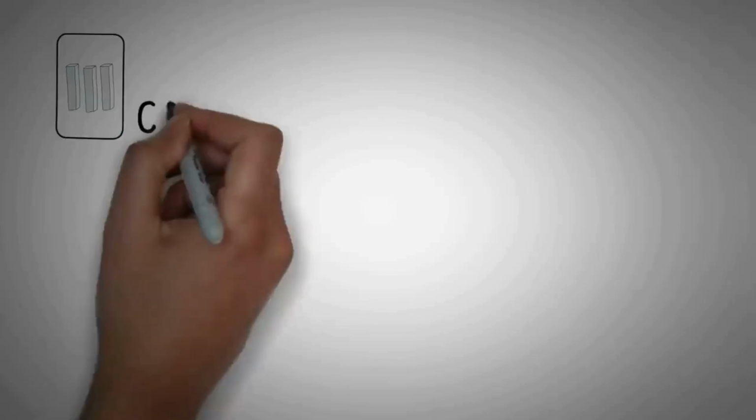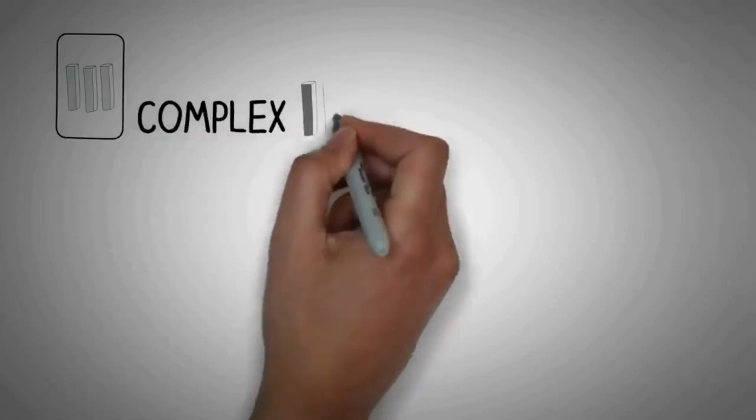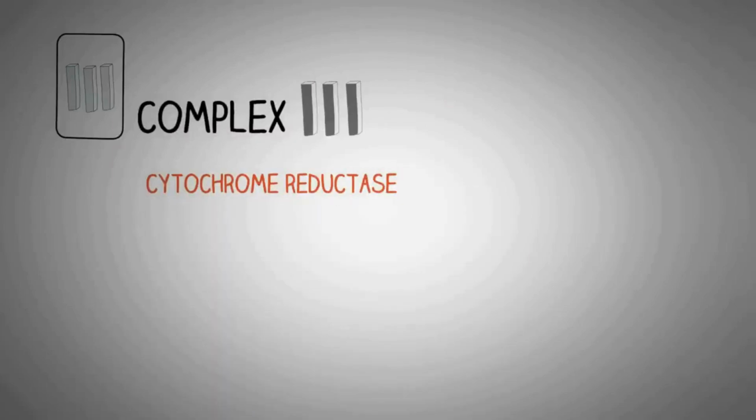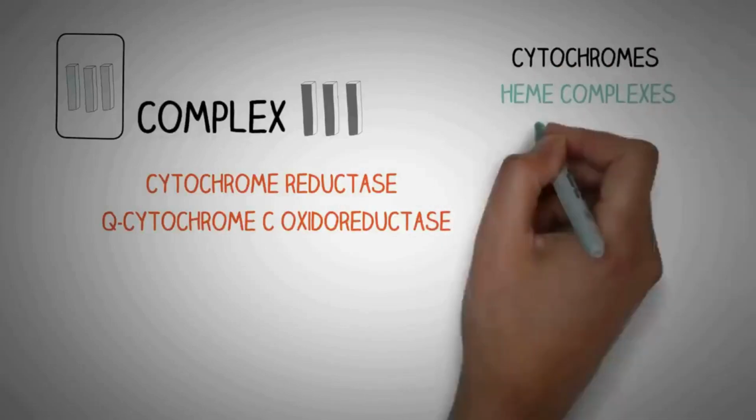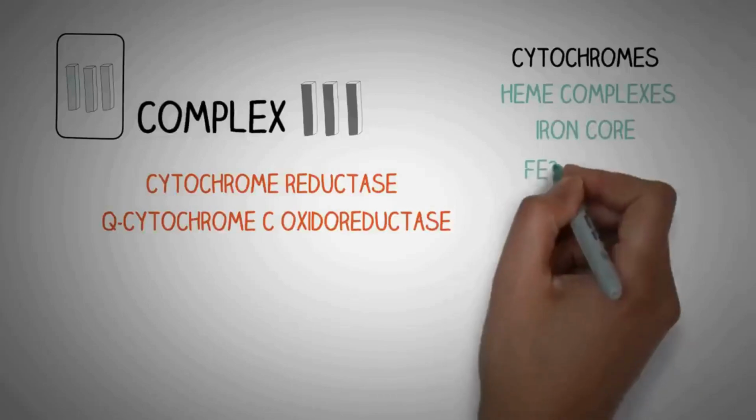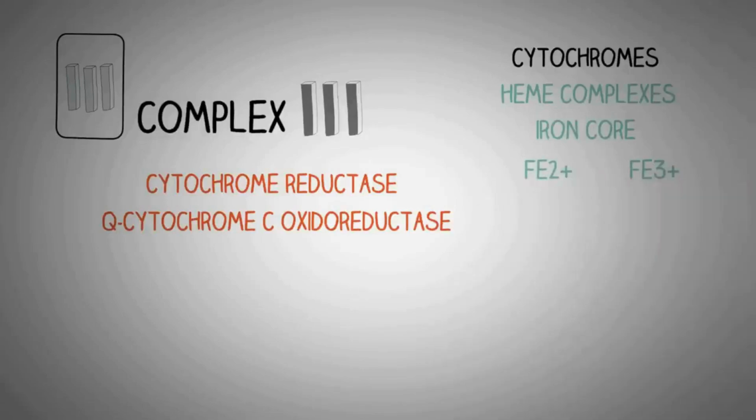In this reaction, the reducing equivalent FADH2 is produced, which is utilized for donation of electrons in the electron transport chain. Complex 3 of the electron transport chain is called cytochrome reductase. It is also known as Q-cytochrome C oxidoreductase. Now cytochromes are a group of proteins which have heme as their prosthetic groups. They also have an iron core, in which the iron can exist in an oxidized or reduced form depending on the electrons it has.